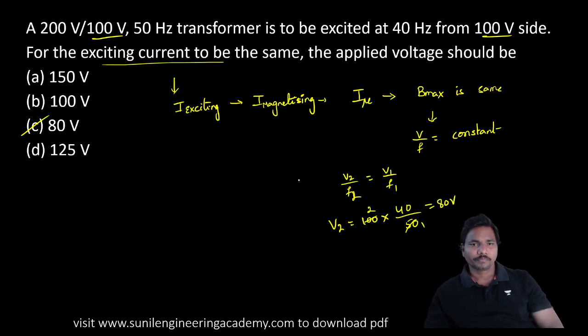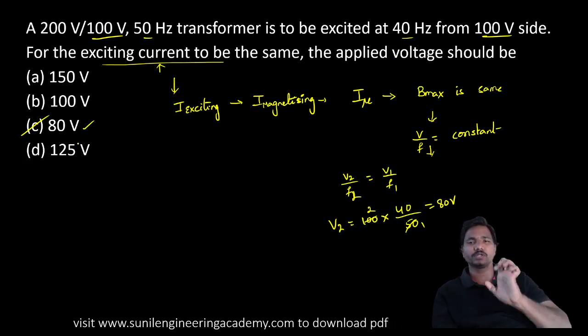A simple thing: here they have given that you have excited the 100 volt side, and the corresponding frequency is 50 Hz. Now it is excited at 40 Hz. Then what will happen to the voltage if you want to make the same exciting current? As V by F is constant. Why? Because the exciting current being the same means V by F is constant. If you want to keep V by F constant, when the frequency decreases, the voltage also has to decrease. Then only you will get a constant. So the voltage has to decrease from 100 volt. So less than 100 volt, only one option, 80 volts, you can directly use as the answer. Or 50 to 40 means here 100 to 80.